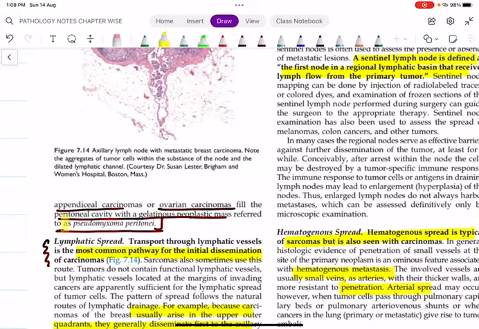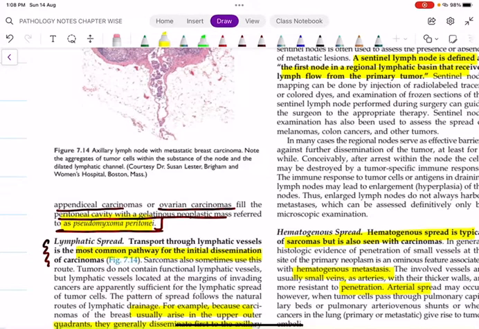Pseudomyxoma peritonei means what? Why is it called pseudo? Because actually it is not a cancer of the peritoneal cavity, but a cancer from the ovary which reaches there and produces a fibroblastic and gelatinous mass deposit within the peritoneal cavity. Pseudo means false. Myxoma means fibroblastic proliferation. And peritonei means in the peritoneal cavity. So pseudo plus myxoma plus peritonei, pseudomyxoma peritonei, because of ovarian cancer or appendicular cancer.